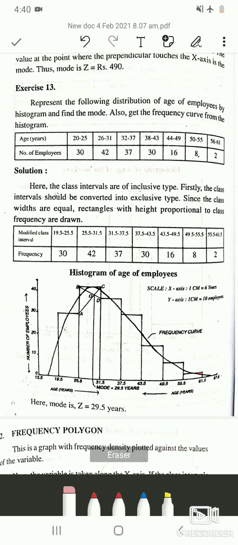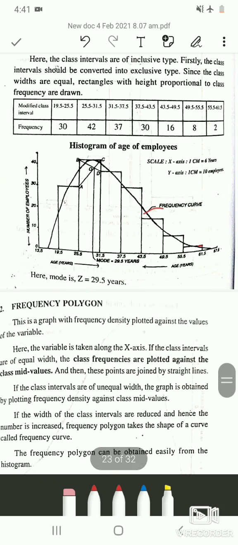The procedure is the same, the only difference is that in the frequency polygon we had used a scale and drawn straight lines, and we had joined the midpoints of each rectangular box. Instead, for a frequency curve, we are joining freehand by a curve. So this is the frequency curve, and we have got the mode as 29.5 years. So this is all about the histogram.